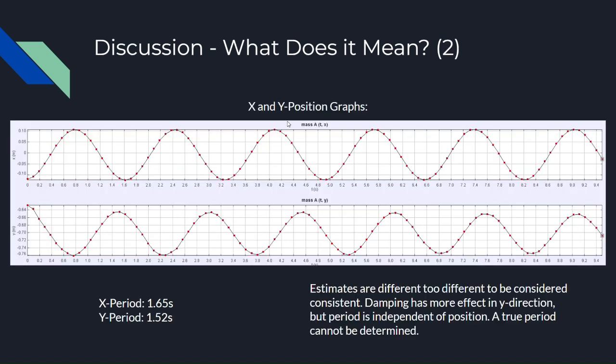The X and Y positions of the system were used to calculate the period of the oscillations, and there was a period generated for the X using the X graph and a period generated using the Y graph. The periods are slightly different, and it's too different to be considered the same. Damping has more of an effect in the y direction when you look at these graphs, but the period is independent of position, so that really shouldn't make an effect on the period difference. So a true period cannot be determined.